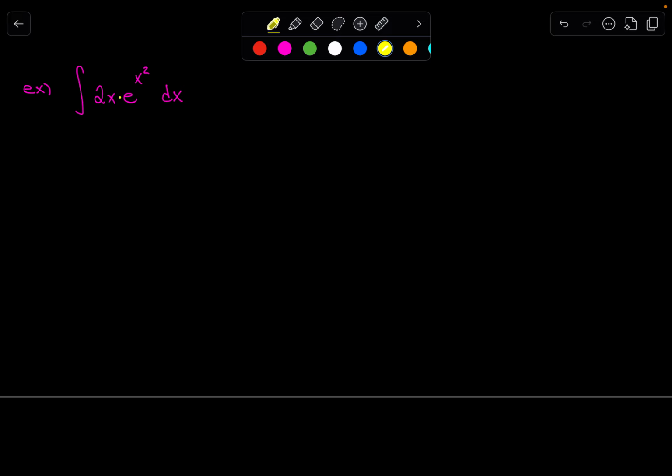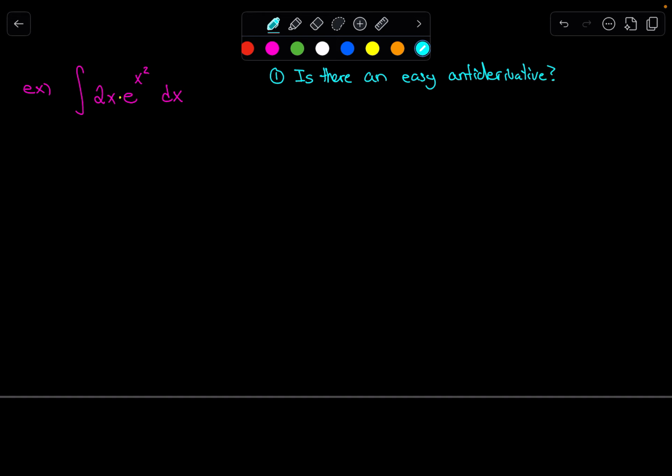When you are solving for integrals, you should be careful. There's a good order of operations that we should follow. The first thing that we should always do is ask, can we do it just by looking at it? Is there an easy antiderivative? And by easy, we mean, can I identify it just by looking at it? Or can I just do, say, the power rule? Okay, that doesn't work.